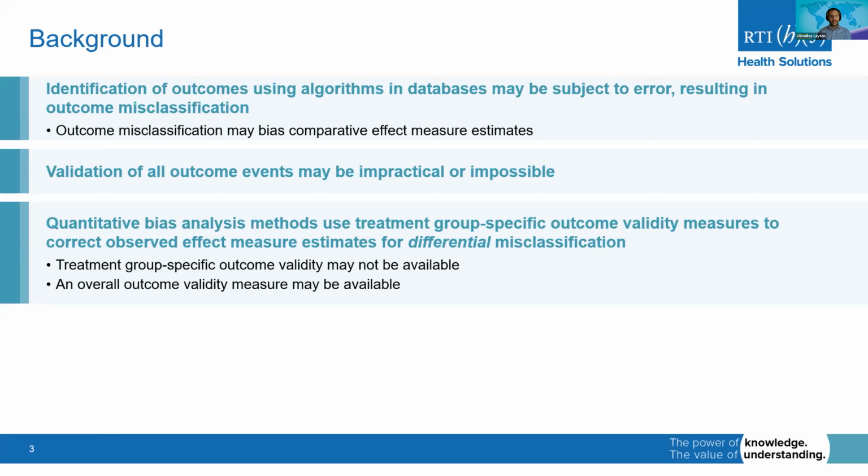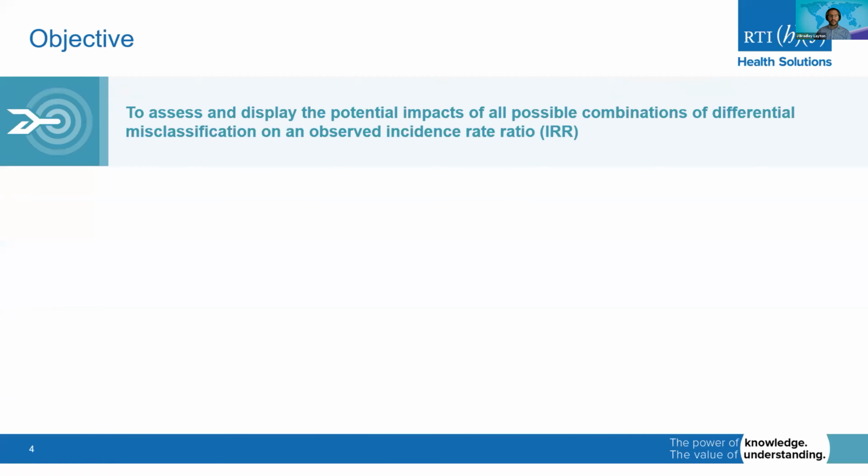So quantitative bias analyses are tools that can apply assumptions about the extent of differential outcome misclassification between two treatment groups and estimate a corrected effect measure estimate. Generally, these methods require treatment group specific estimates of the positive predictive value, or PPV, of the outcome. However, treatment group specific PPVs may not be available, and you may only have an overall PPV estimate. So that's the situation we found ourselves in a particular study. And so this work evaluated how we could use quantitative bias analysis methods to simultaneously assess the potential impact of multiple differential misclassification scenarios on an observed incidence rate ratio, IRR.